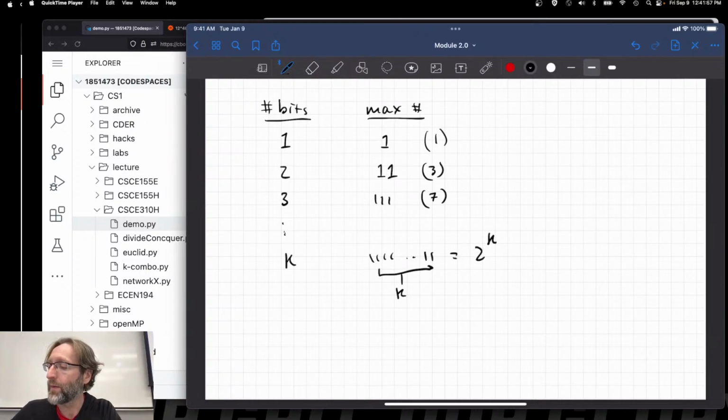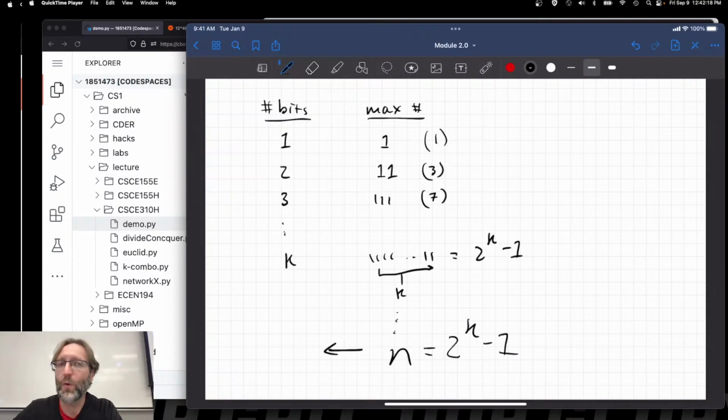2 to the power k minus 1, because you have to start at 0. Right? That was the question going forward. The question originally is how many bits does it take to represent a number n? 2 to the k minus 1.